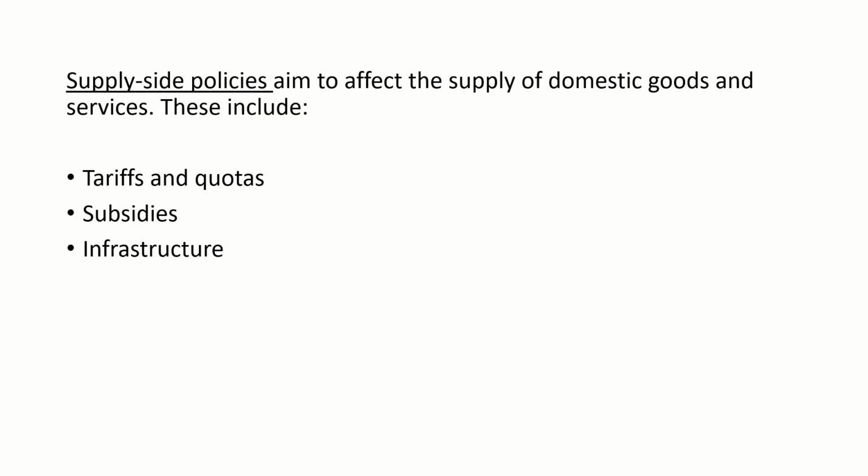This is the other type of control governments use to control the balance of payments, supply side policies. This aims to affect the supply of domestic goods and services. This is where the government is encouraging domestic producers and service providers to increase their supplies so that imports will not be necessary. This can be done through tariffs and quotas, subsidies, and infrastructure.